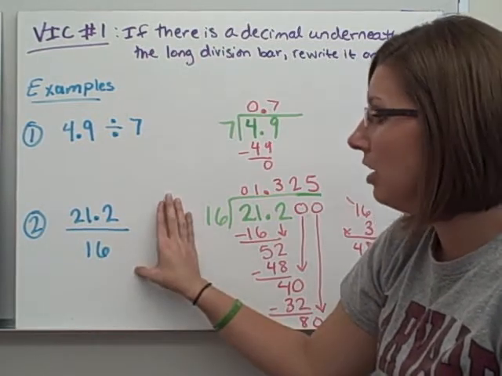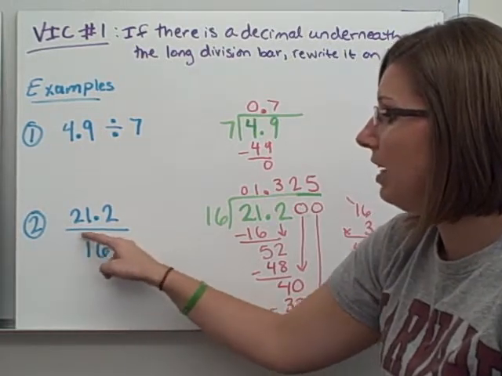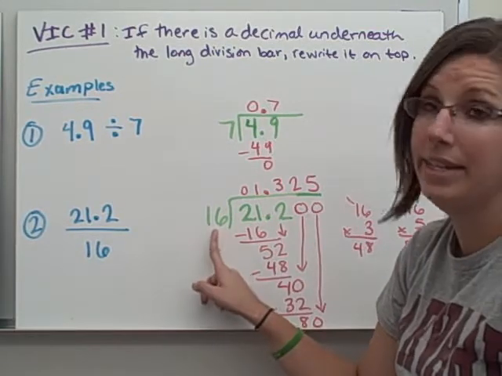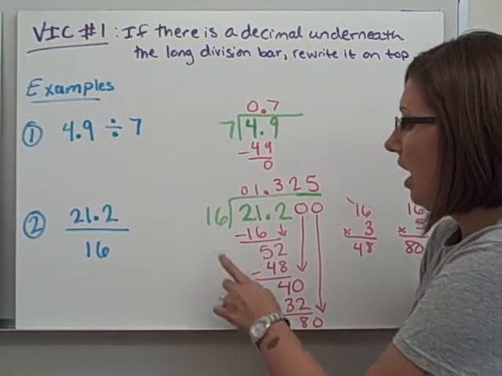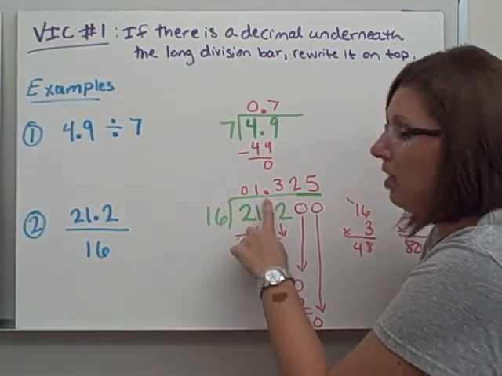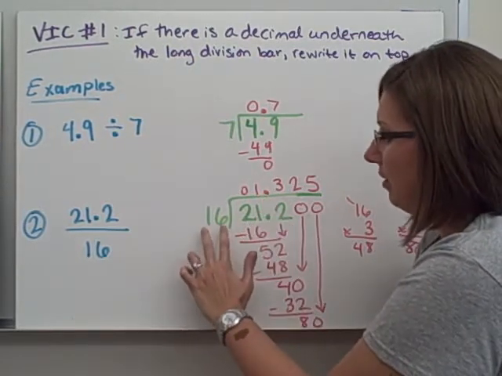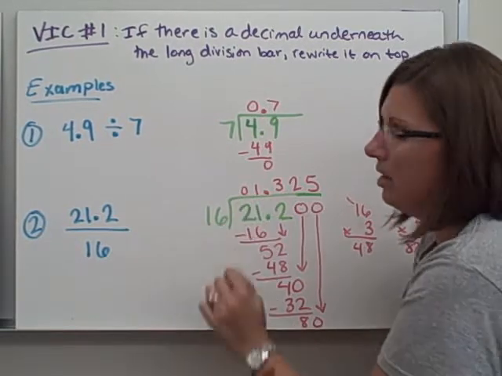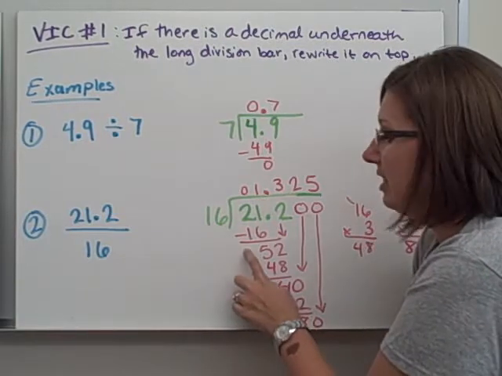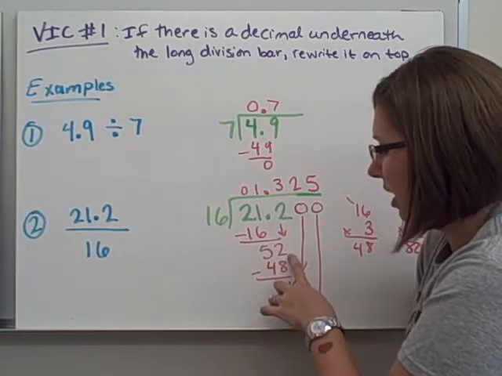This looks like a fraction, but it's really a division problem. 21.2 divided by 16. So I rewrite it, 21.2 divided by 16. So I ask myself, well, the first step is to take my decimal and put it directly up on top of the division bar. Then I ask myself, does 16 go into 2? No. Does 16 go into 21? Yes, one time. 1 times 16 is 16. I subtract and I get 5 left over, and so I bring down my 2.